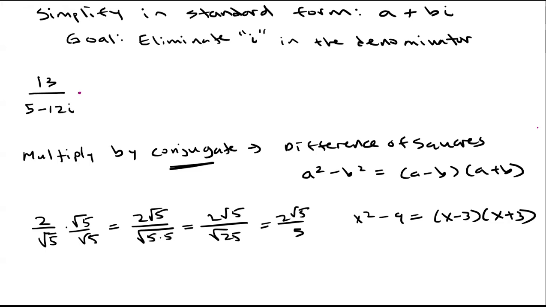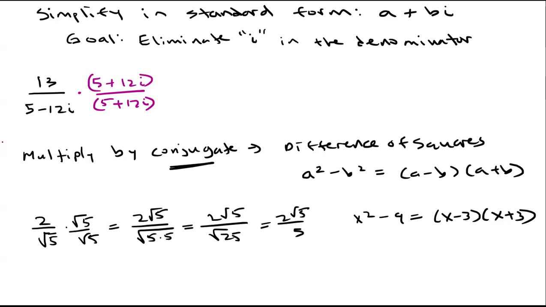So in this case, that would be 5 plus 12i over 5 plus 12i. Okay? And we haven't changed the expression at all, because 5 plus 12i divided by 5 plus 12i is like saying 1. Literally, it's 1. When you divide those two, you get 1. So 13 over 5 minus 12i times 1 is the same thing. Okay?